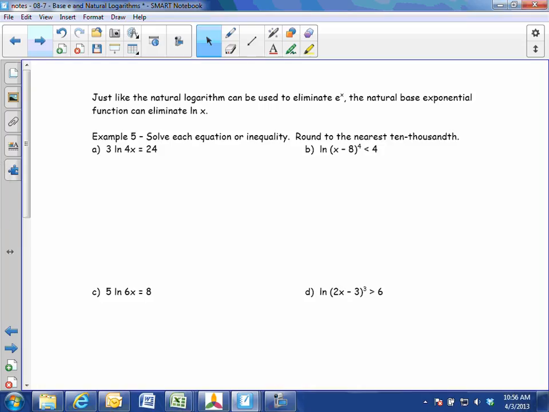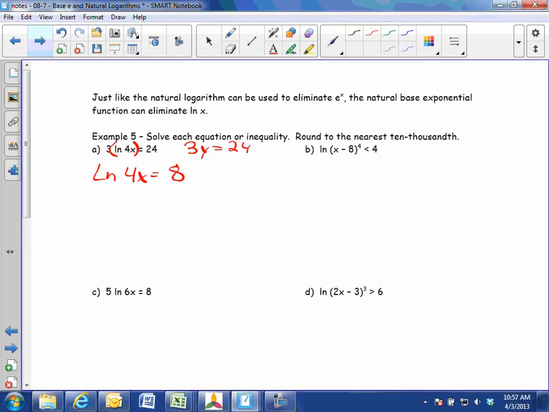All right, just like the natural logarithm that we use to eliminate the e, we can also use the e to get rid of the natural log. So in this case, when we have a natural log of something, we're going to work it just like we did before, where our first goal is to get the natural log of whatever by itself. Treat it like a y, so it's like we have 3y equals 24. It's one unit, we cannot break it apart at this point. So we want to get it by itself. What are we going to do? Divide by 3. So natural log 4x equals 8.